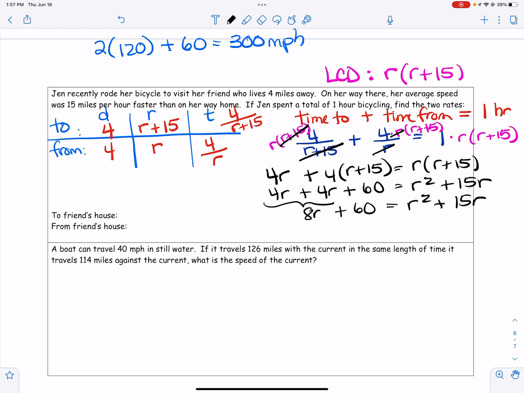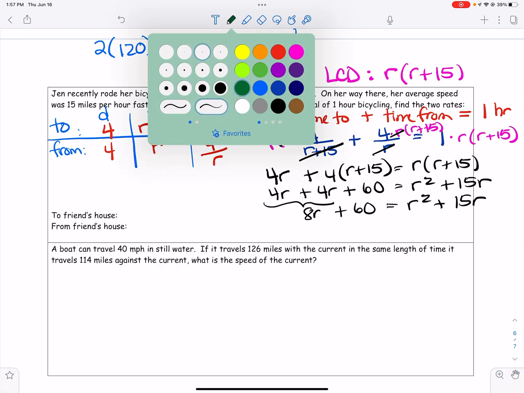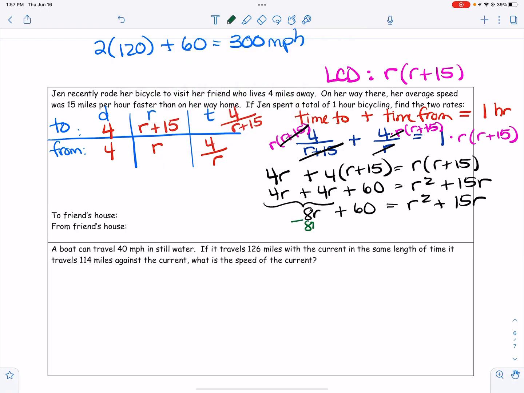And now I've got a quadratic equation. And so this quadratic equation, I got to set it equal to 0. Since my R squared is already positive, I'm going to subtract 8R and I'm going to subtract 60. And so that gives me R squared, 15R minus 8R becomes 7R minus 60 is equal to 0.